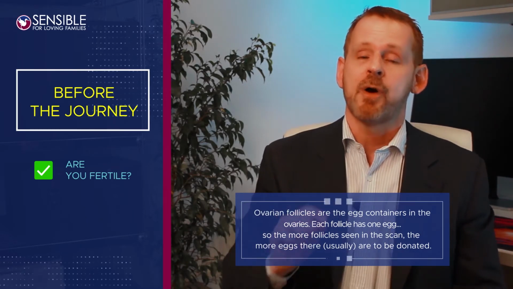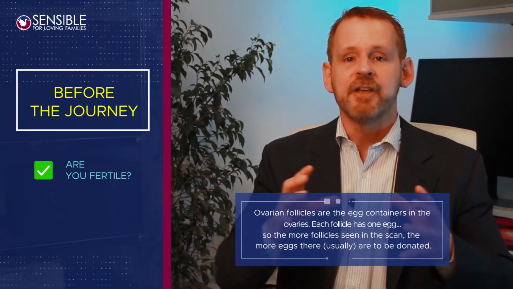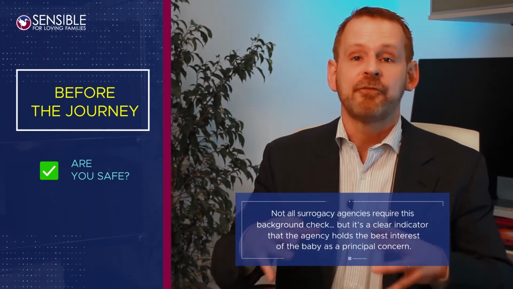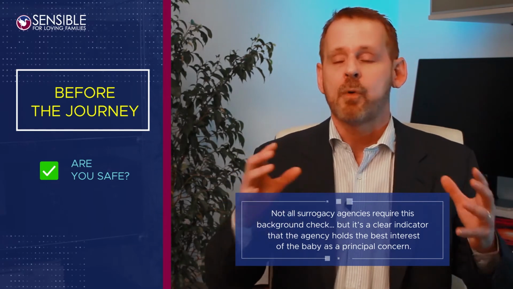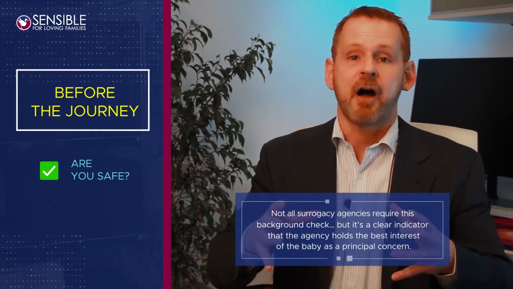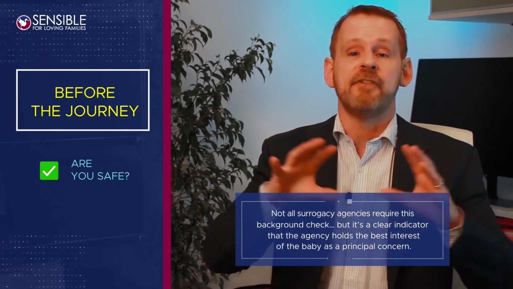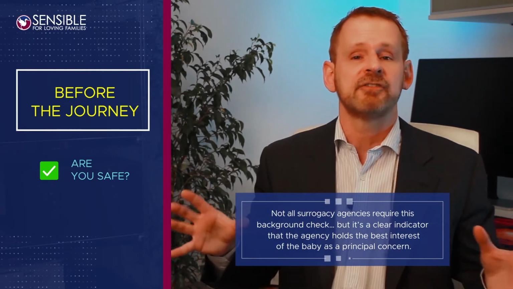Now, the third requirement is that the parents are safe. For this, what we're looking for is a felony convictions background check that shows that the baby is going to be placed in a home that is secure and free from violence. So all parents are requested to provide some type of background check that shows that there are no felony convictions, no history of violence, no history of sex offenses.